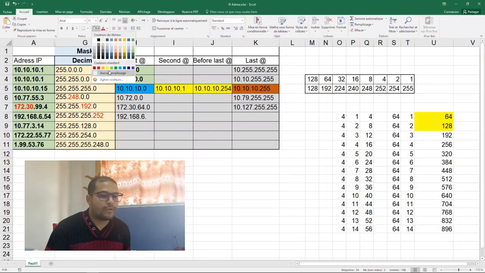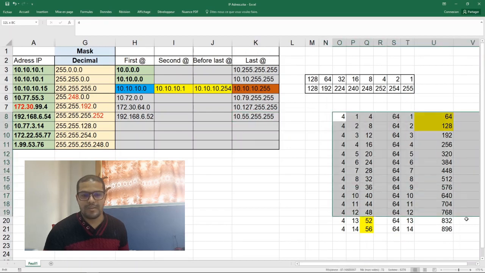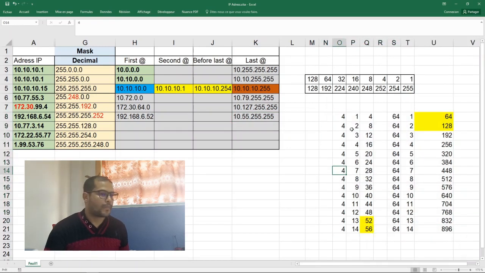Okay, so here I'm going to put 52, and of course the last IP address is 192.168.6.56. Remember, I need to subtract one, so it's going to be 192.168.6.55. I hope you guys get the idea how this is done or calculated. Quickly, I'm going to do the other examples, and of course you can do it before me and then check your answers.